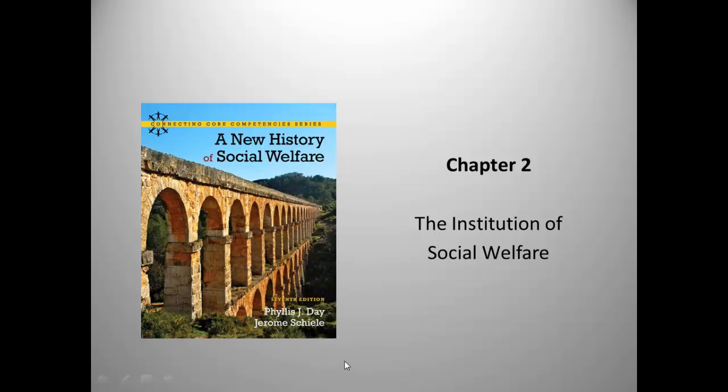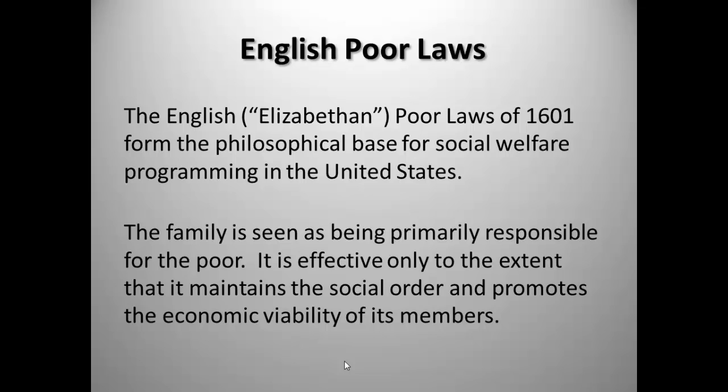Now we're going to take a look at the second chapter in the Day textbook. This is about the institution of social welfare and how it functions in our society. Also, a little bit, again, some key core concepts, basic concepts about how the profession of social work and the human services profession interact with and work within the social welfare system.